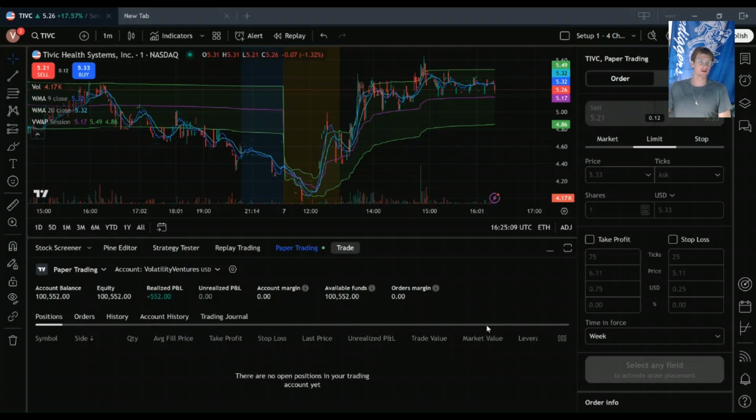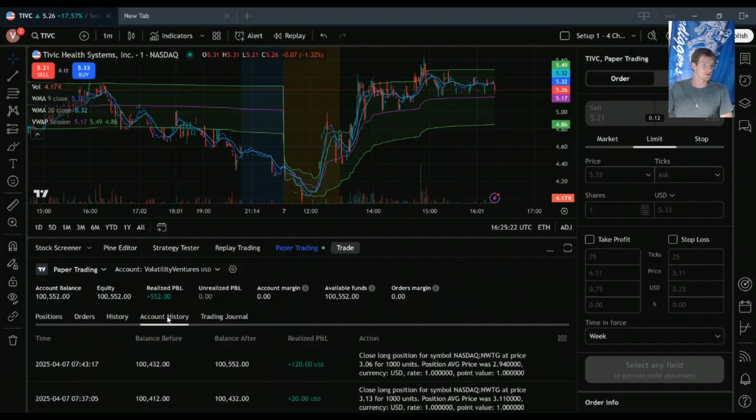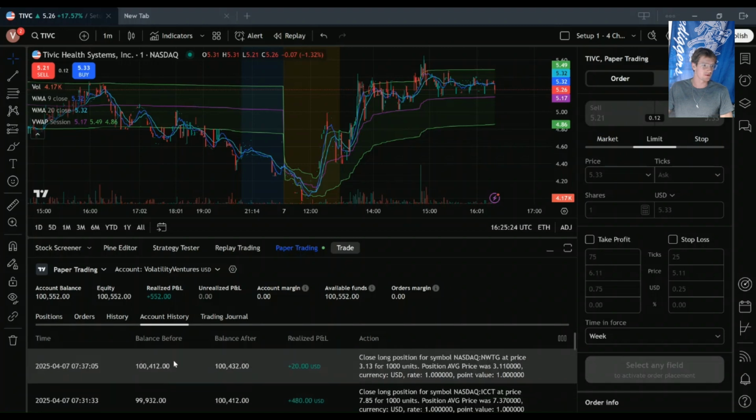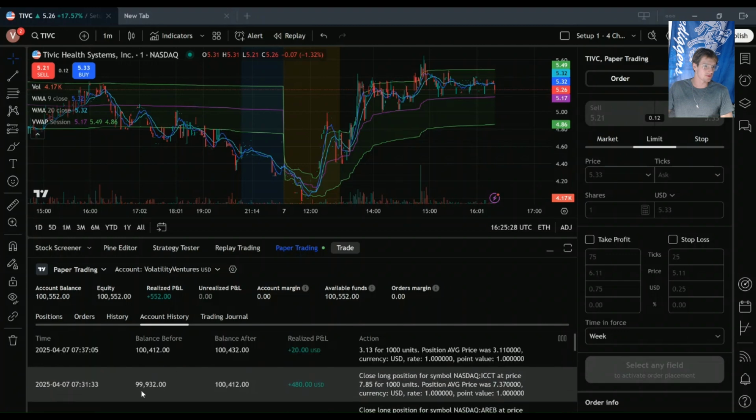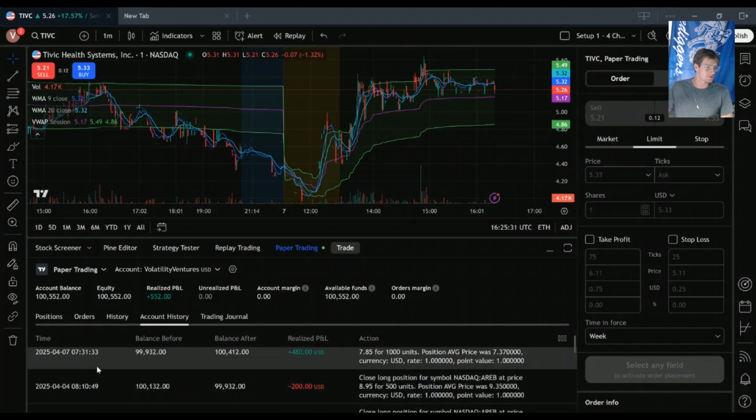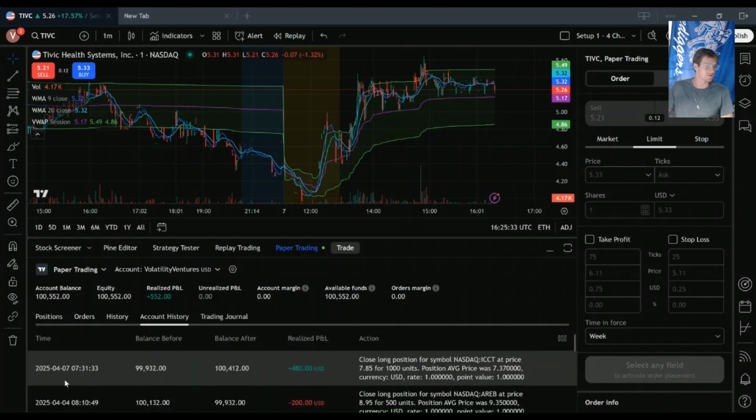All right. So one thing I like about TradingView is that you can go back and see what your past trades were. You can even do a replay of the markets. And that's what I'm going to do here. So I'm going to go to my account history. These were my trades today on the 7th.